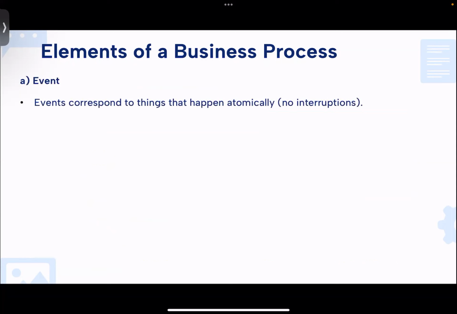Events correspond to things that happen atomically, without interruption. For example, the arrival of a piece of equipment at a construction site is an event. We need to purchase a particular equipment, so we provide a PO, a purchasing order. The event that starts the business process is the arrival of a piece of equipment at a construction site.